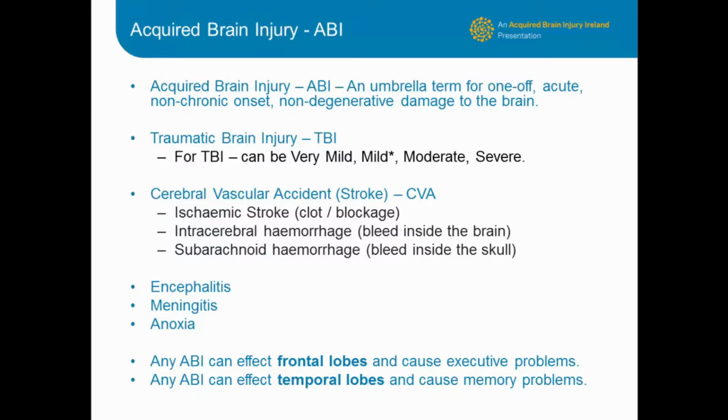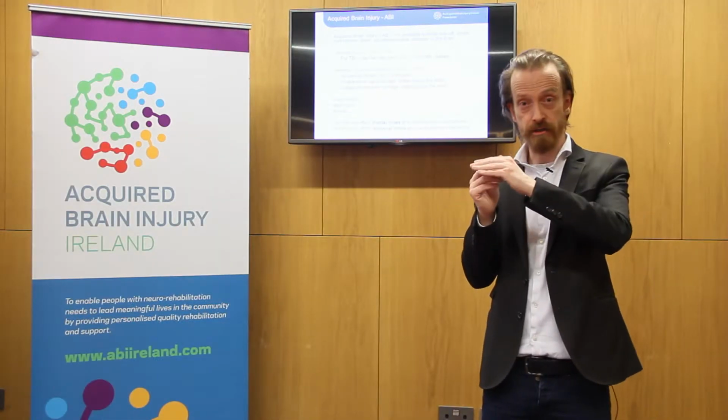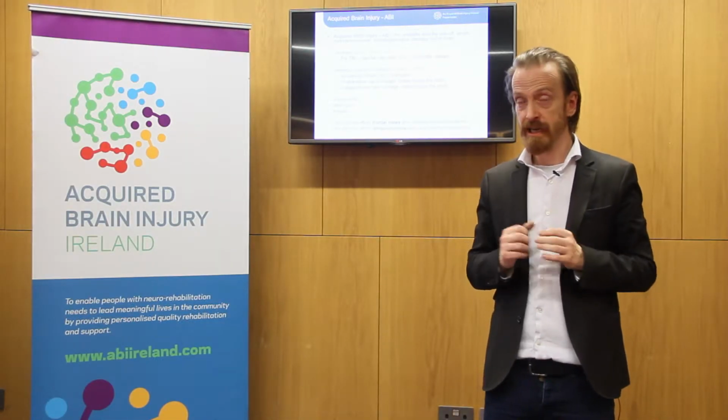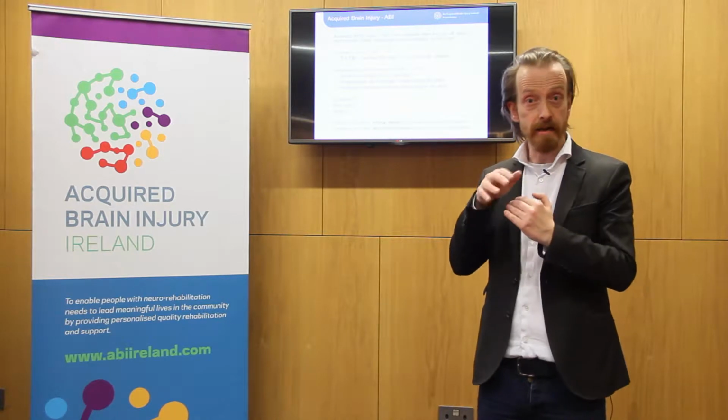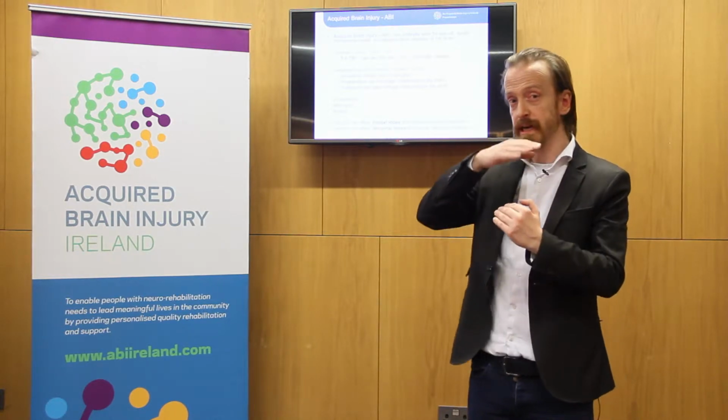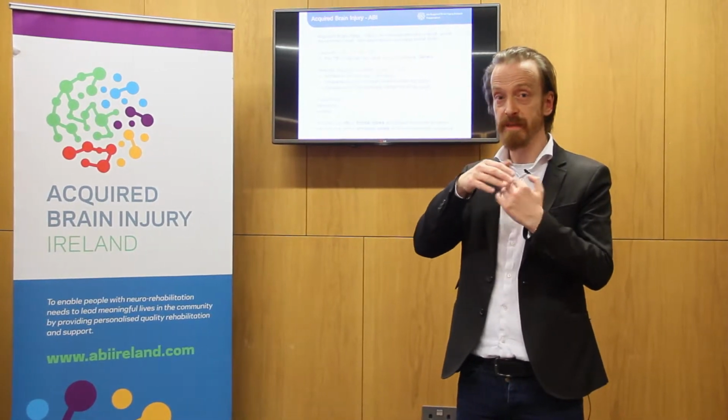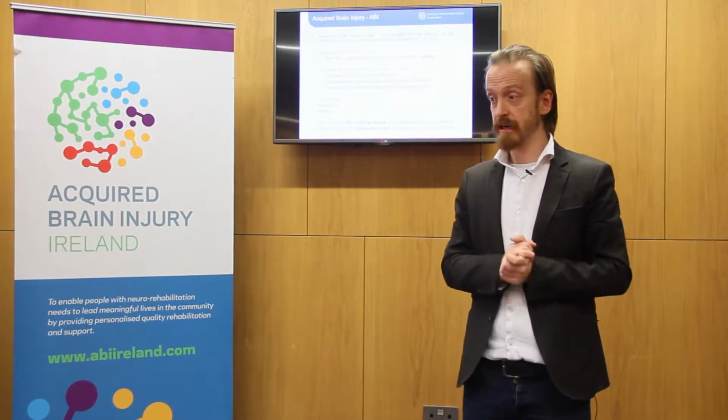And then a bleed that's at the surface of your brain, under the bony part of your skull, is subarachnoid hemorrhage. There's a number of layers of tissue between the surface of your brain and the bony part of your skull called the meninges. One of them is the arachnoid layer as well.